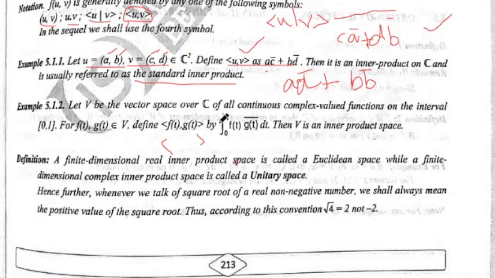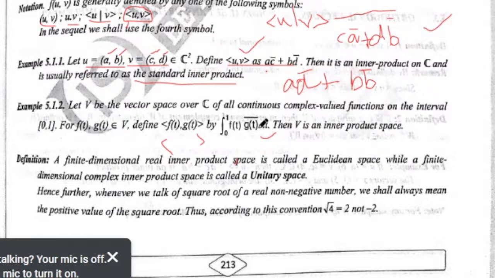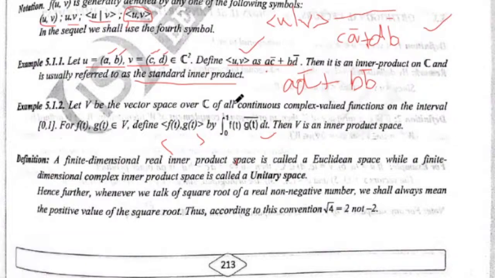By taking the complex conjugate, we will get again f of t comma g of t. So the first property is satisfied. Second property, we are substituting f of t in the place of g of t. Then we will get f of t into f of t the whole bar. It will be modulus of f of t squared, and by integrating this, it will always be greater than or equal to 0. And the third property is also satisfied, and this holds.